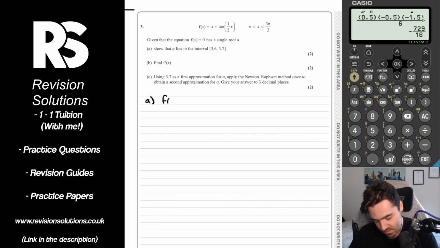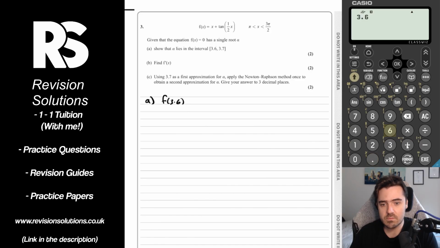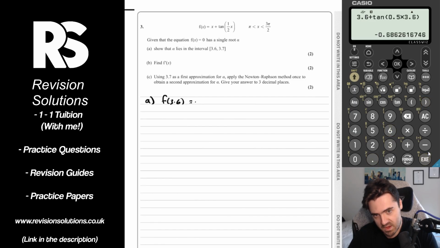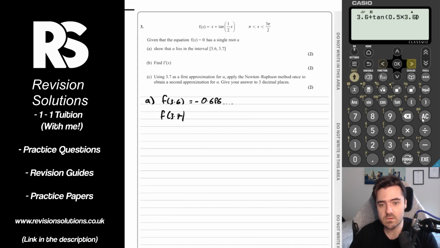So if we do f of 3.6, let's make sure our calculator's in radians. Yes, it is. So we'd have 3.6 plus tan of 0.5 times 3.6. That gives us minus 0.686... Then if we do f of 3.7, just go back and change this to a 0.7.